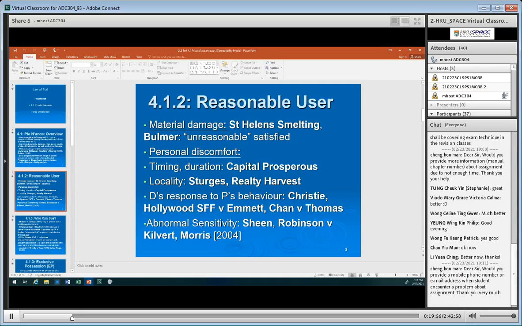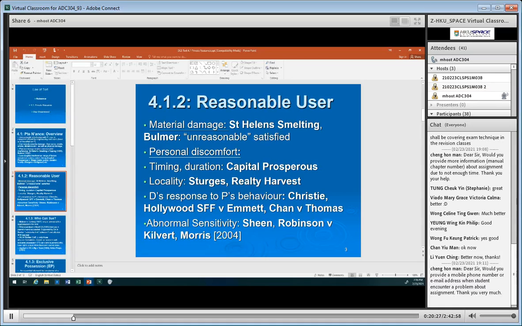Abnormal sensitivity, everybody must know, must know. Your must-know case is Robinson v Kilbert. The court will judge the situation by that of an ordinary defendant, and in Robinson v Kilbert, it wasn't actually a defendant itself, it was their paper, which was, by the way, not damage to land, it was heat-sensitive paper which was damaged by heat from the neighbouring property.